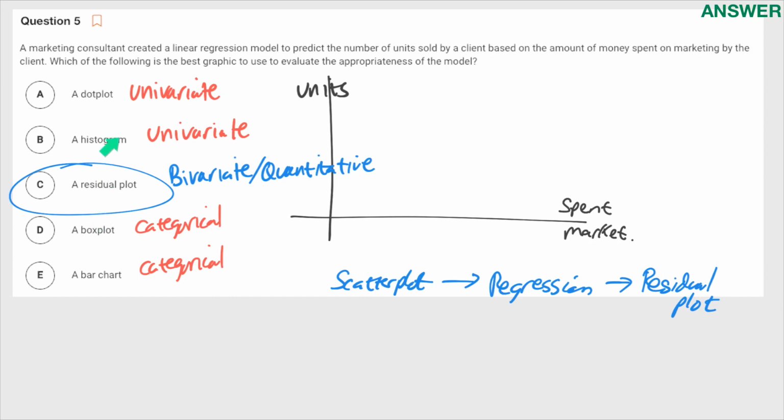The issue with the rest of them is that dot plots and histograms are for univariate data, or in other words, you just have one variable to look at. And box plots and bar charts primarily concern themselves with categorical displays. That's it.